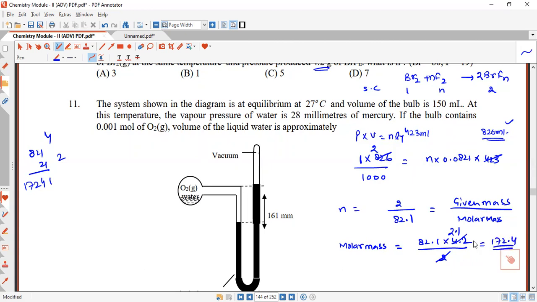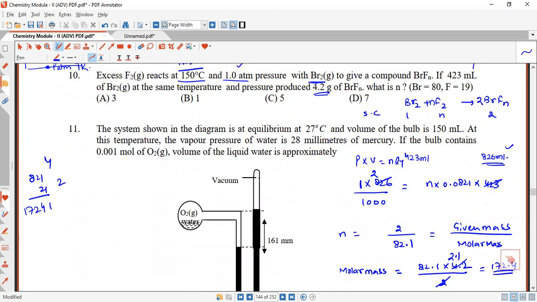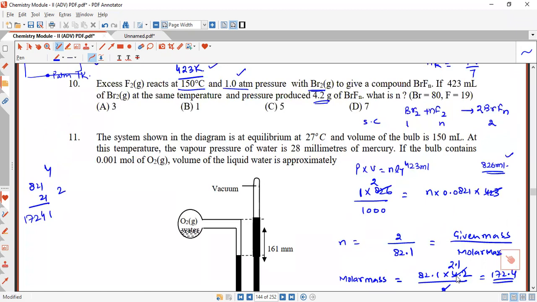Okay, molar mass. Now what they are saying is, okay, bromine is 80. So what is molar mass over here? 80 plus 19N is equals to 172.4. So N is equals to, इससे 80 subtract करेंगे, then it is going to be 92.4 divided by 19. It is close to 5. Okay, this is your answer, C.